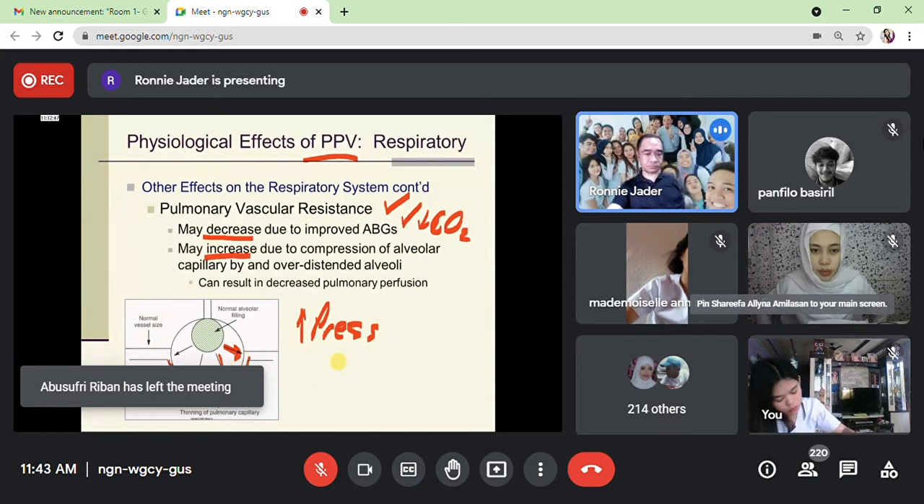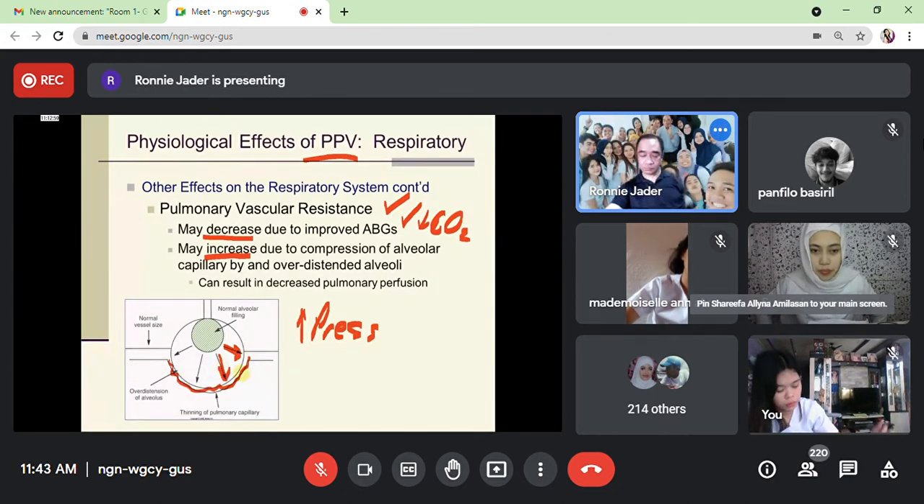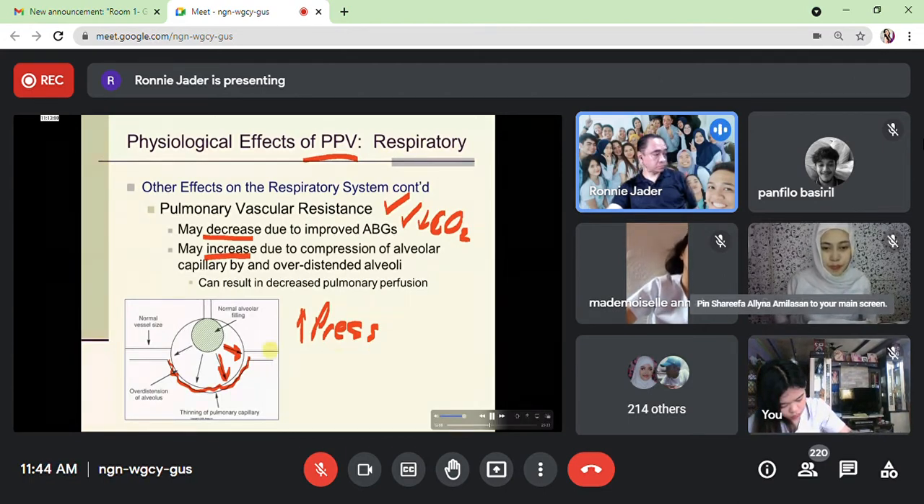So instead of actually improving oxygenation or improving blood gases, we'll have the opposite effect because there's just simply no perfusion occurring in these areas. And you see that sometimes in neonatal patients when you actually have to back off on the ventilator pressures.